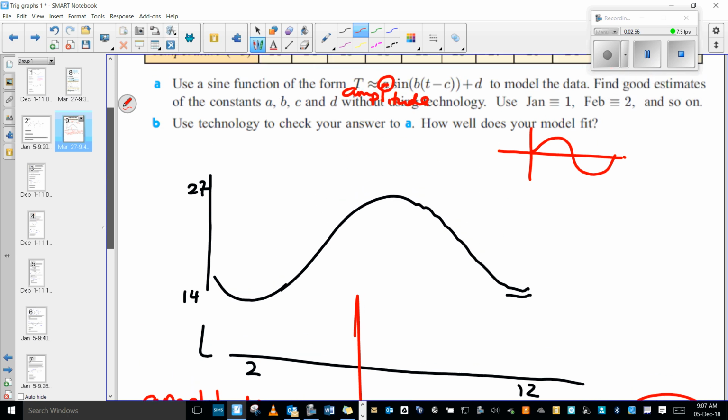I'd say D is probably the next easiest to find. How would we find D? What effect does the D stuck on the end have on the graph? You can look back if you want. Does it move it to the right, to the left?